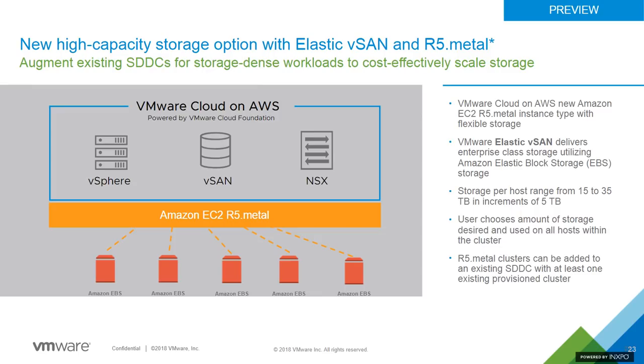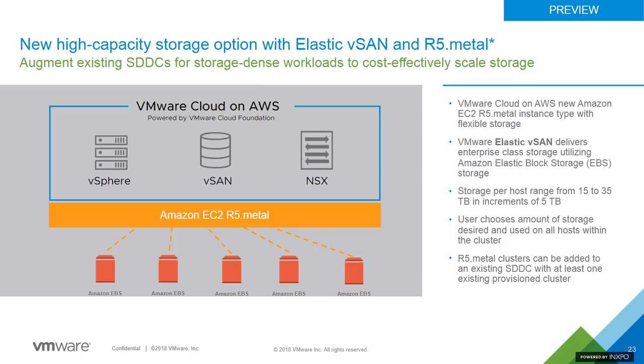One of the things that we mentioned, and that is currently in preview, is the ability to run Elastic vSAN on R5 metal instances. Unlike the i3 metal that we're running, which when you deploy your SDDC has 16 terabytes of NVMe storage per host, we have customers who have said, what if I want larger or smaller amounts of storage per host? That's where R5 metal comes into play. R5 metal doesn't have any local storage.